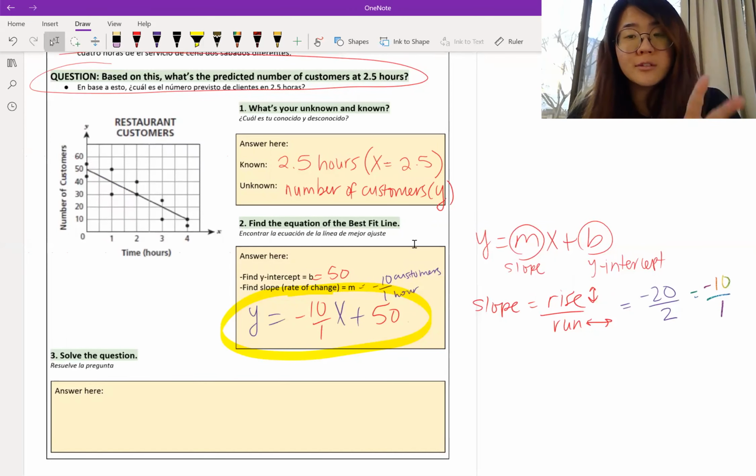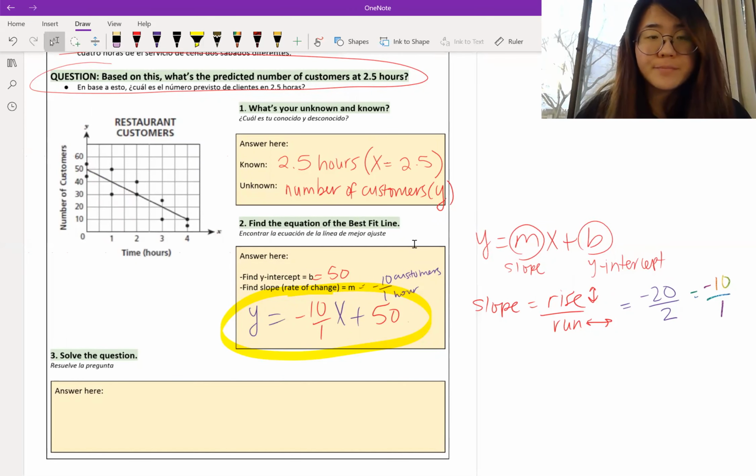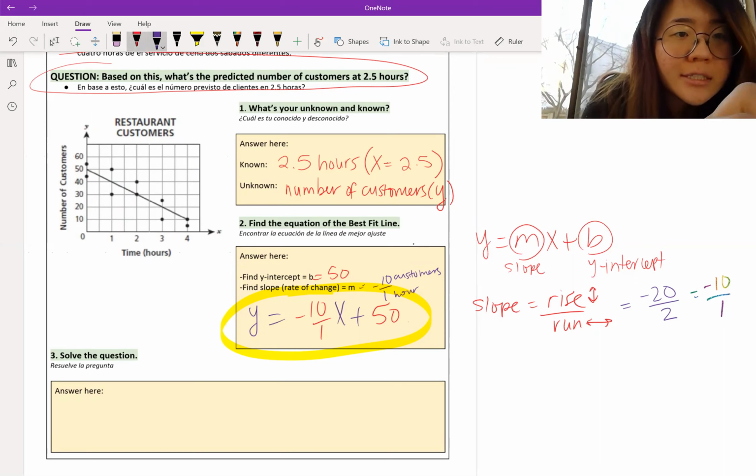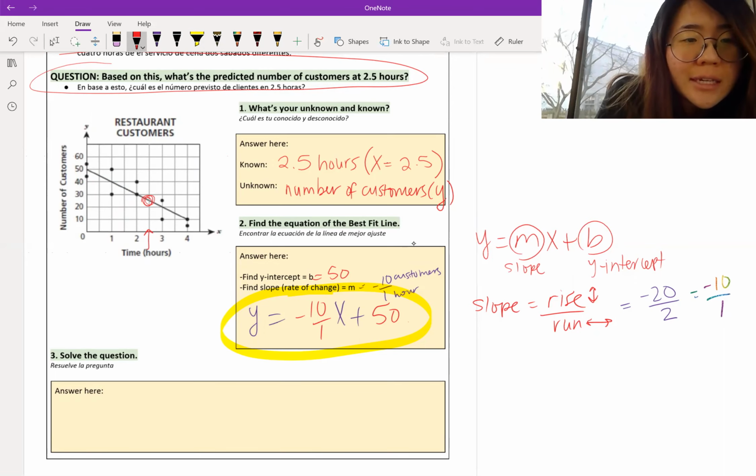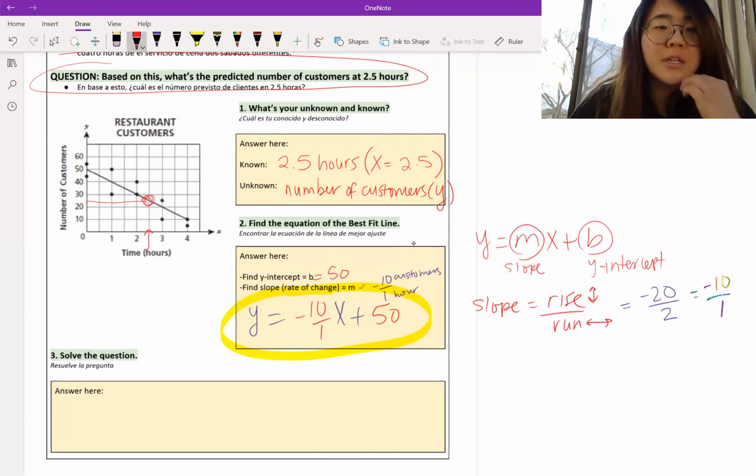So there are 2 ways you can do this. You could use the actual graph, right? So where is 2.5 hours? 2.5 hours is somewhere around here, right? If I look at where this line is, I'm going to guess that most likely, based on this best fit line, if I'm around 2.5 hours, it's probably at that point. If that's the case, my guess at how many customers there are is somewhere between 20 and 30.